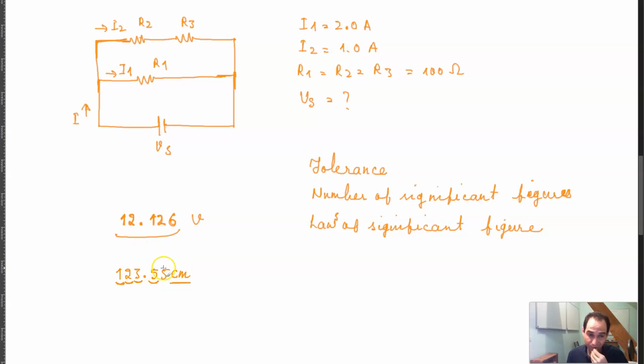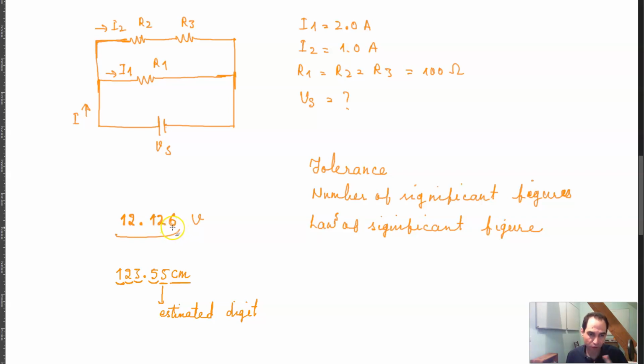And of course, you understand that this last digit over here is an estimated digit, but still it is significant. The last digit is always estimated, but it is always significant. Even in your multimeter, the last digit is always estimated, but it is again significant.